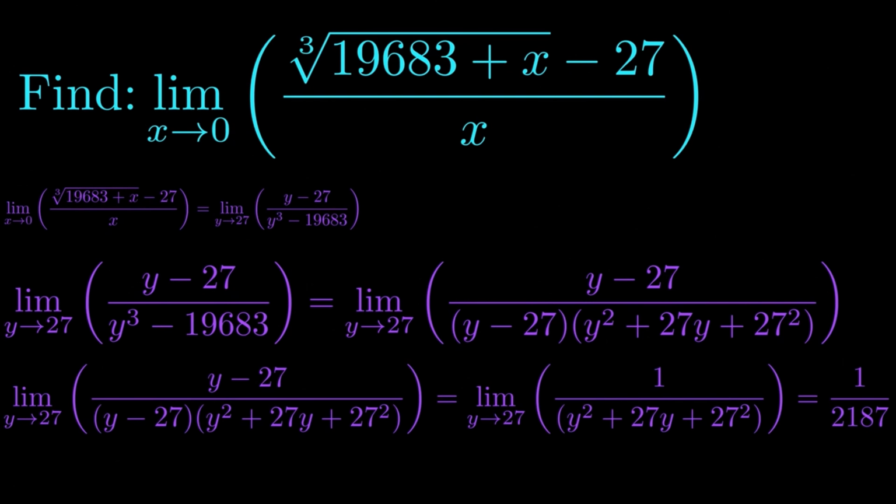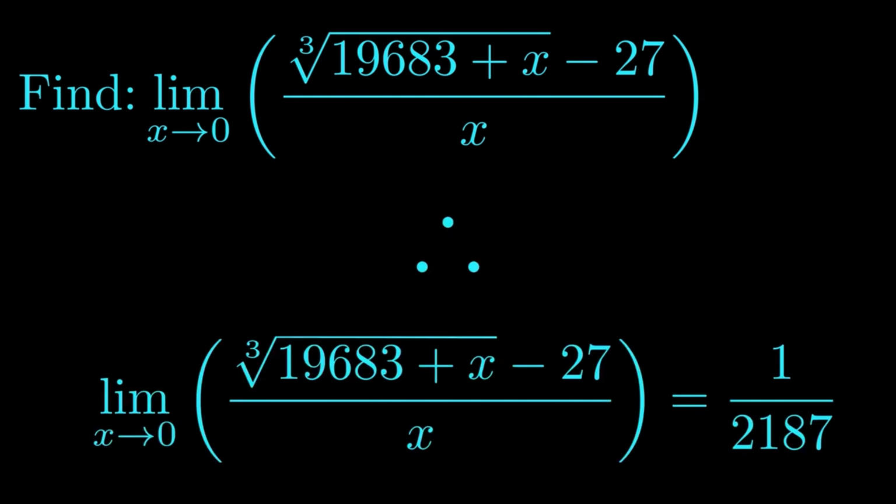And of course we have a factor of y minus 27 in the numerator and a factor of y minus 27 in the denominator. We can cancel those and our limit becomes the limit as y approaches 27 of 1 divided by (y squared plus 27y plus 27 squared). And now we can just let y tend to 27 without dividing by 0. So we have 1 divided by (27 squared plus 27 squared plus 27 squared), which is just equal to 1 over 2,187. Therefore, the limit as x approaches 0 of the cube root of (19,683 plus x) minus 27, divided by x, is equal to 1 over 2,187, which is the final answer to our problem.